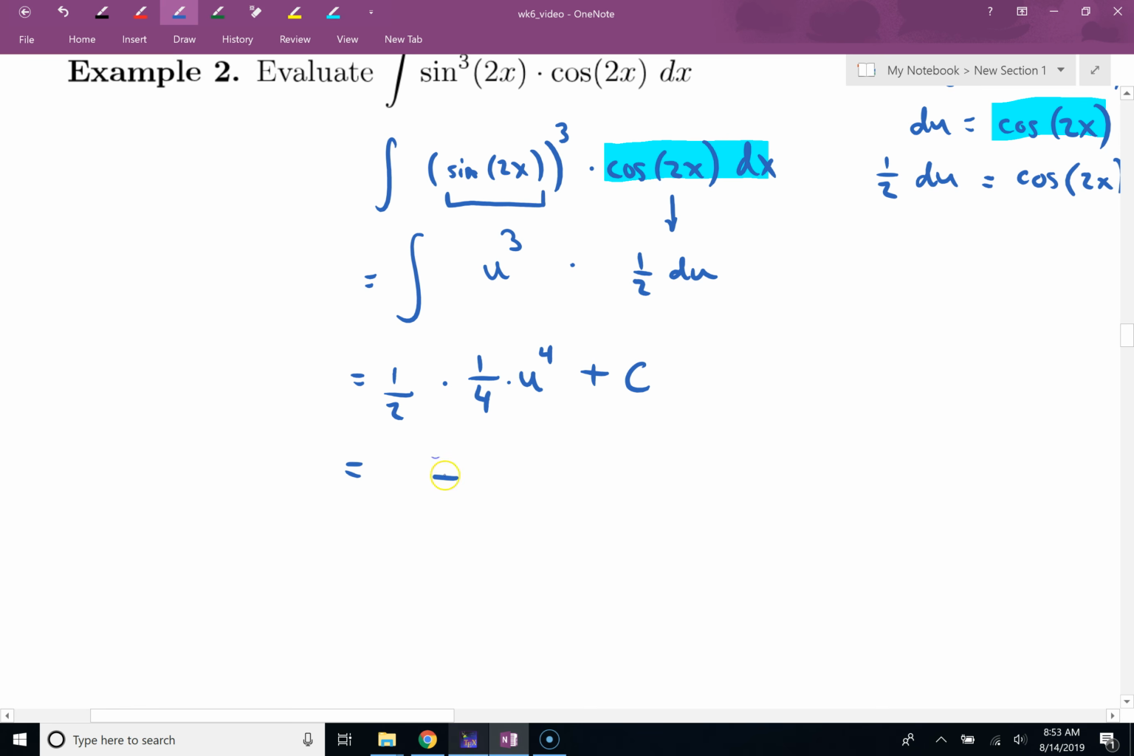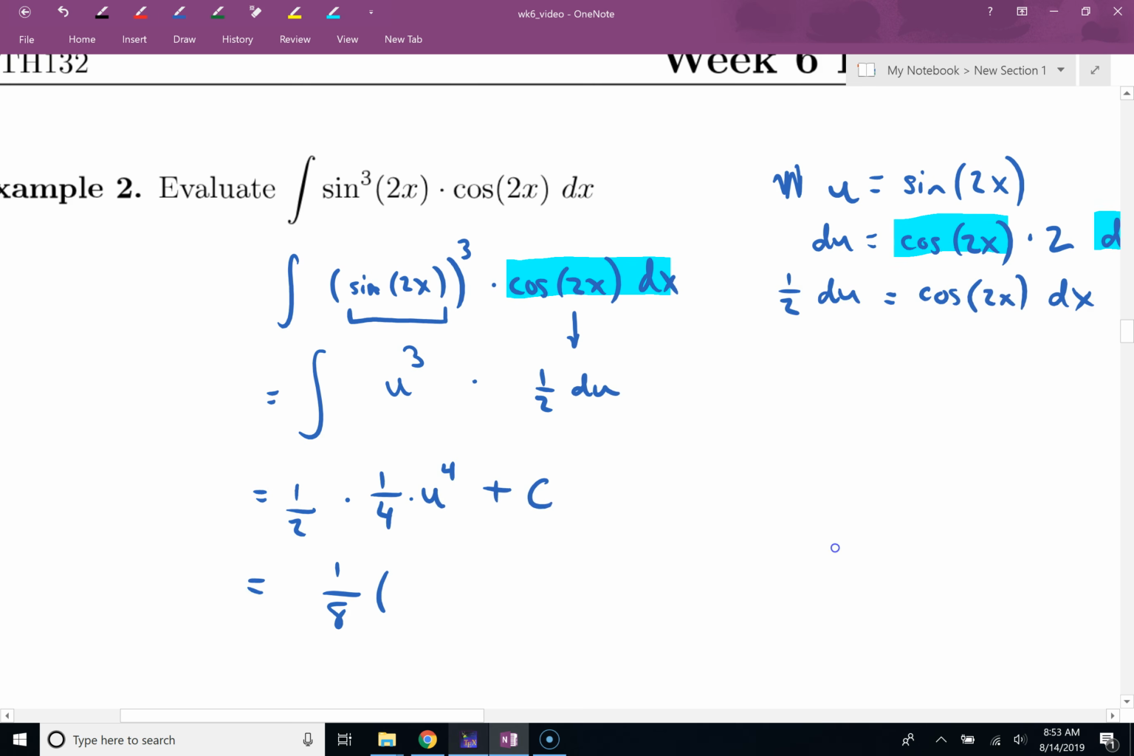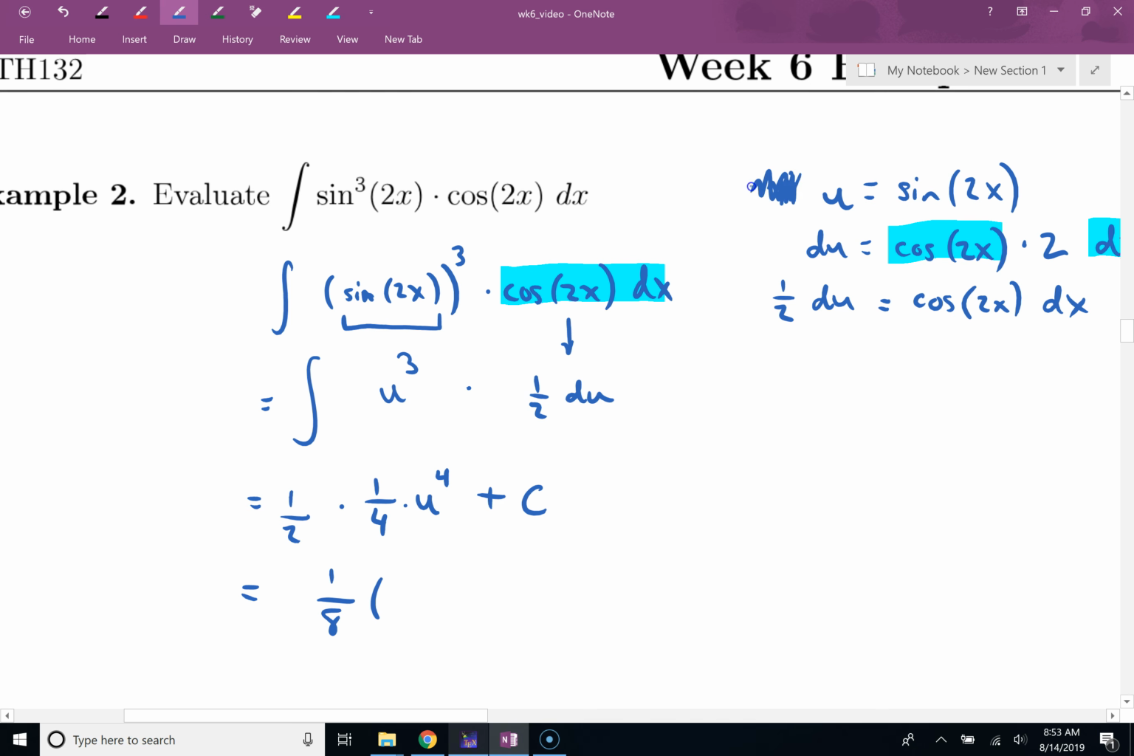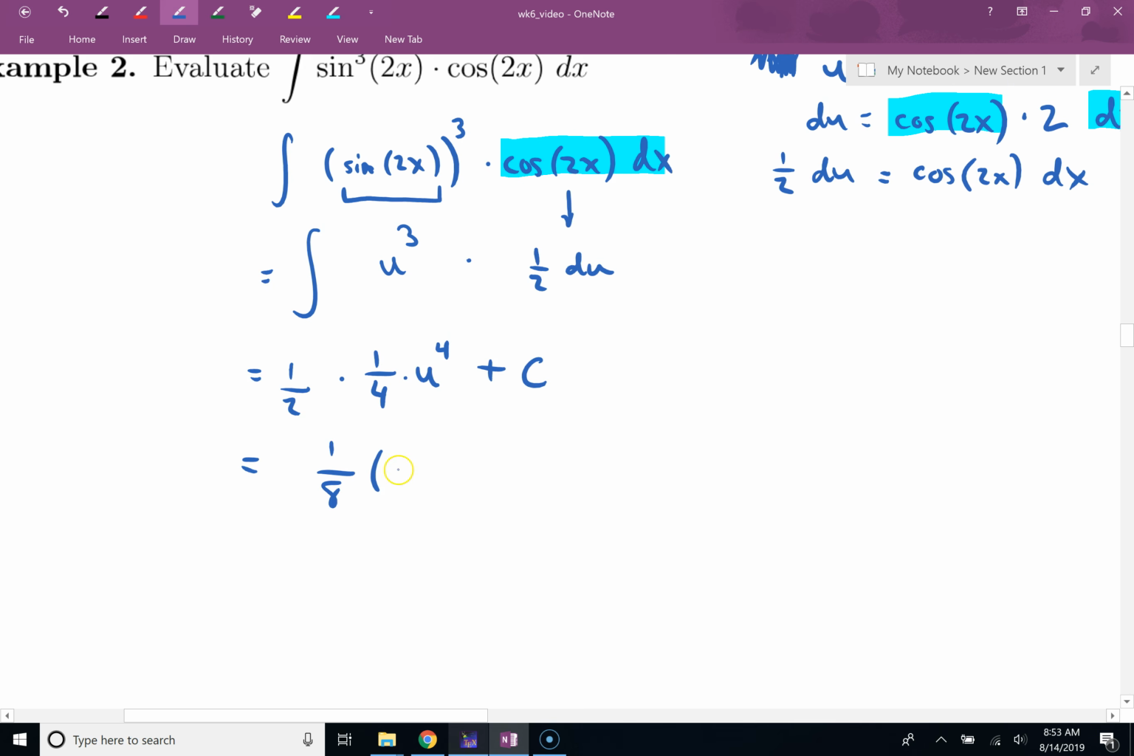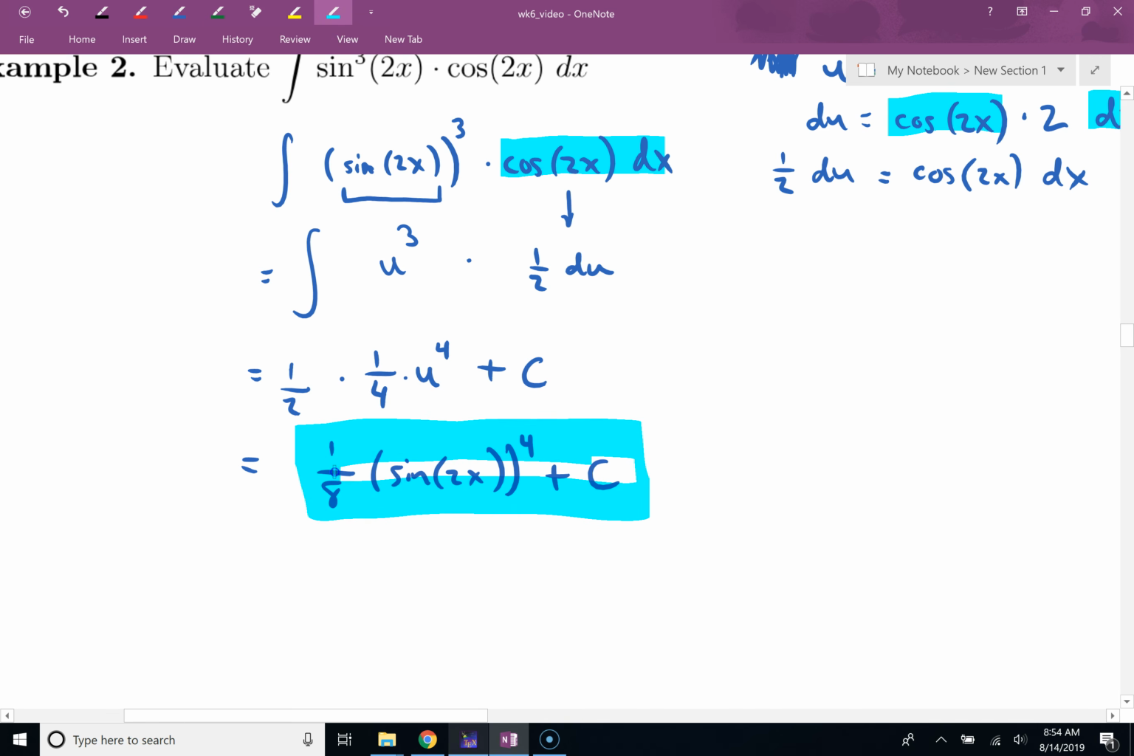So I'm going to write here 1/8. And instead of u to the 4th, I'm going to go back and say, okay, my u was sine of 2x. So I'm going to do sine of 2x. All of this is being raised now to the 4th power plus my constant of integration. So this right here would be my final answer. And again, you can double check. If you take the derivative of this, you should get back to where we started.